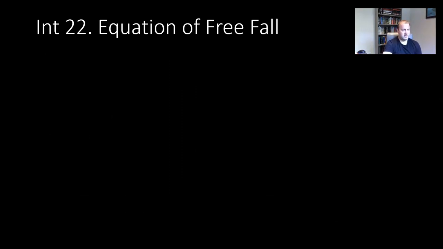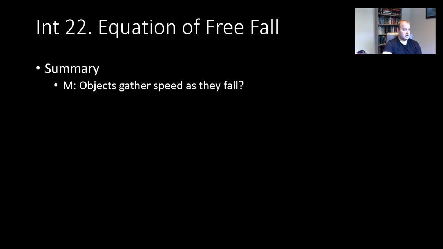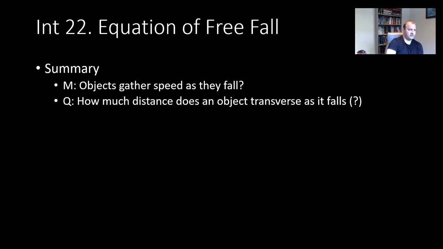Okay, next one is the equation of free fall. So the idea here is objects gather speed as they fall. How much distance does an object traverse as it falls? This was the question. I was a little confused by this question because it seems like it has an obvious answer to me. It will traverse the distance until something stops it. That is how far it will go. So if you're dropping it from 2 meters above the ground, it'll traverse 2 meters. So I was not entirely clear on the question.